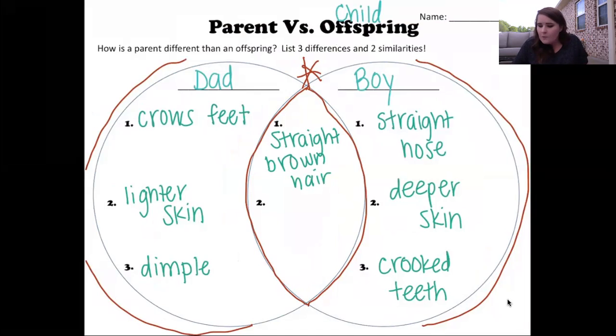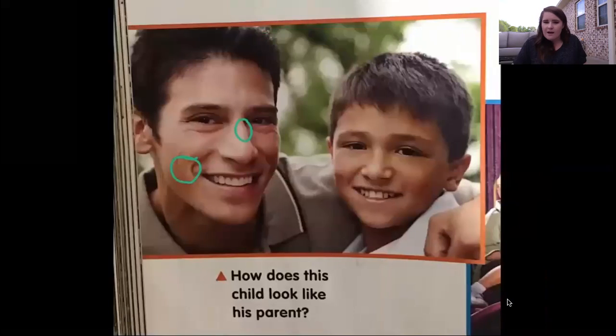So if we look at one more thing, I noticed something about their eyes. What do we notice about their eyes? The shape of their eyes might be different because we talked about how dad had those crow's feet. But what's different or what's the same about the color of their eyes?